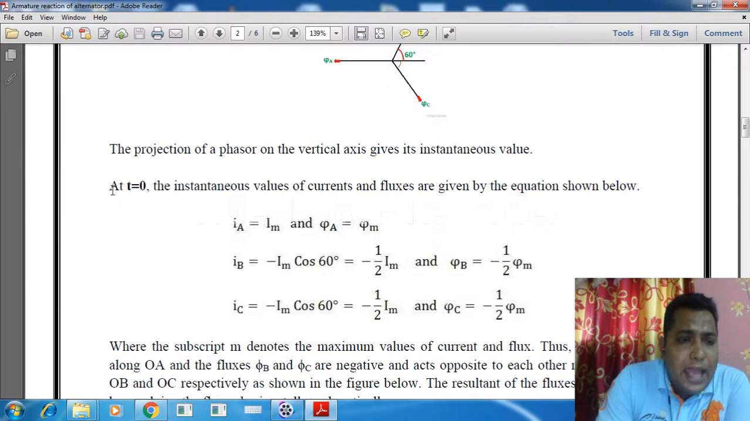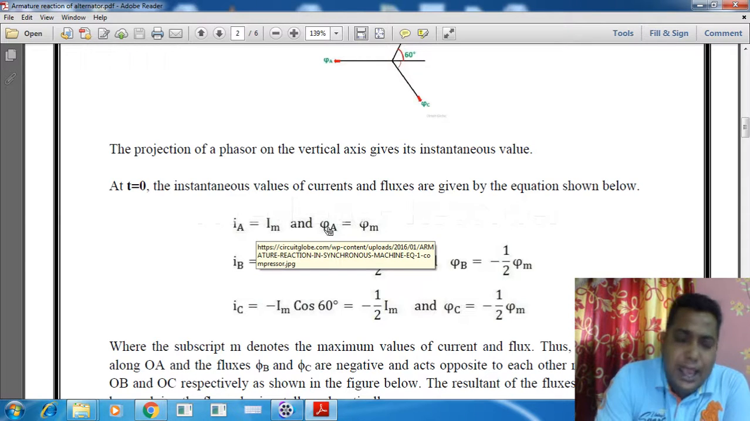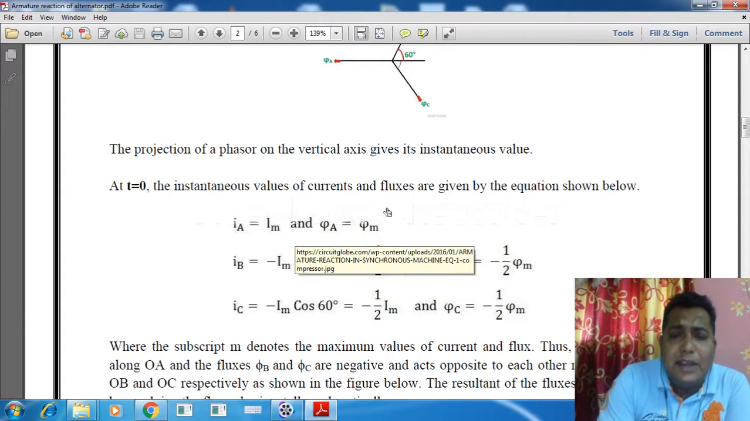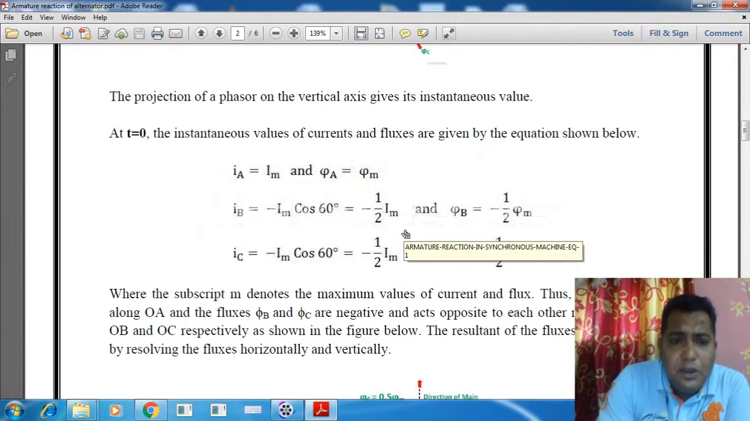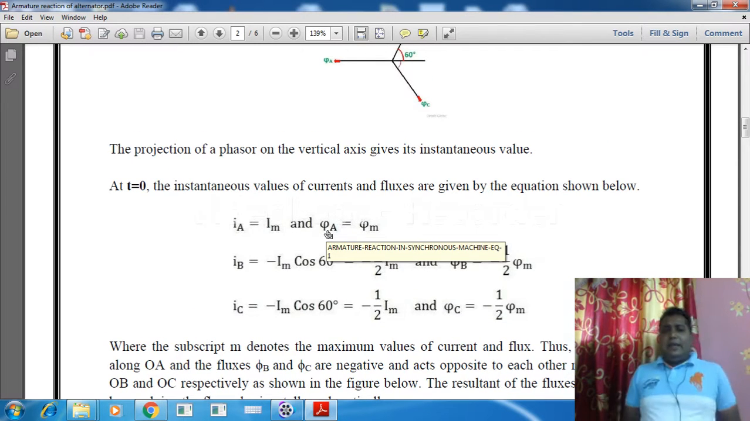So at t is equal to 0, the instantaneous values of current and fluxes are given by the equations shown below. The voltage and current equations are given. It is given that Ia, that is the phase a current, is Im, and phi a is equal to phi m. Those are all maximum values. Im is the maximum current and phi m is the maximum flux. Okay, so we are considering this Ia and phi a as the reference, and with respect to that the other two component values we can find out.